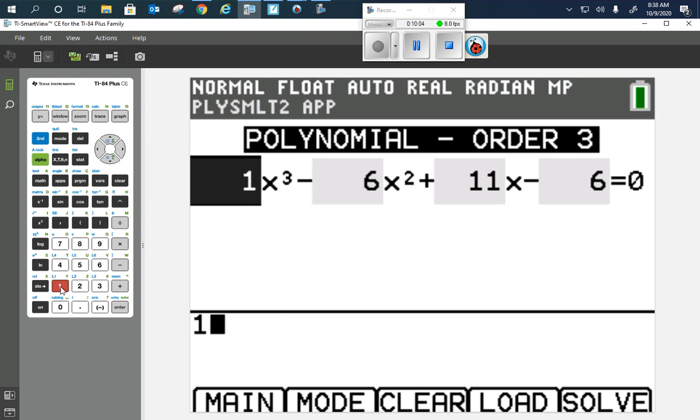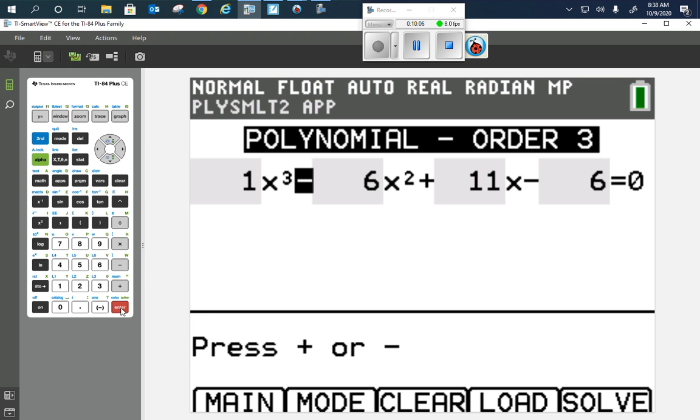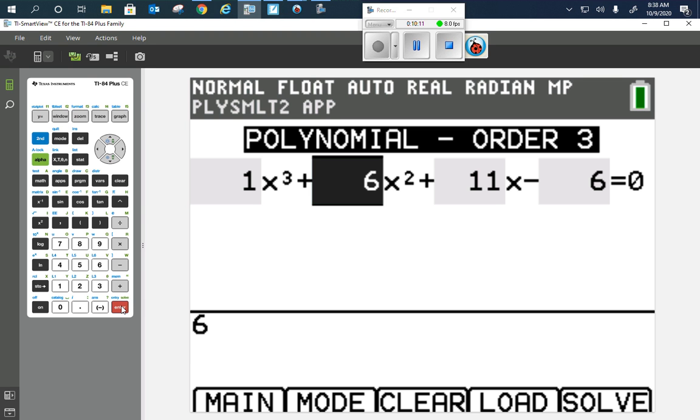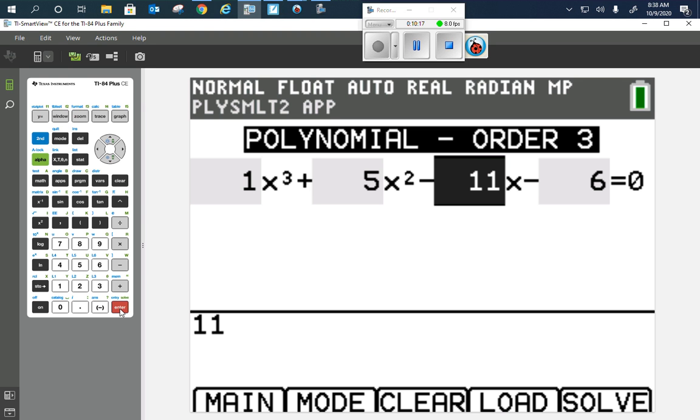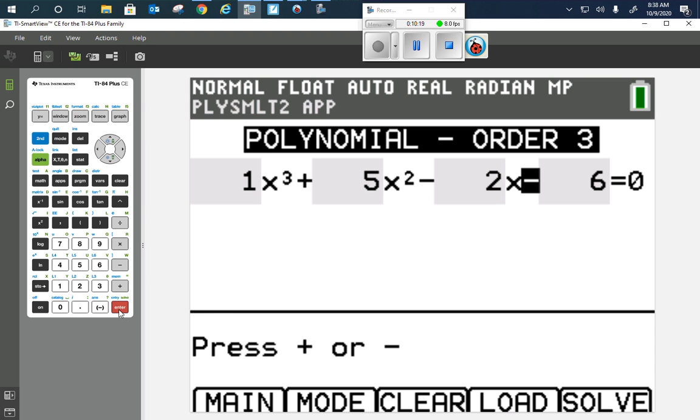Coefficients, 1, enter. What's the next sign? Plus, okay, and then 5. I heard somebody say, what's the next sign? Minus, okay, and then 2. What's next? Ooh, I hear 0 and I hear -10. Who's right? Well, you have to make it equal to 0.